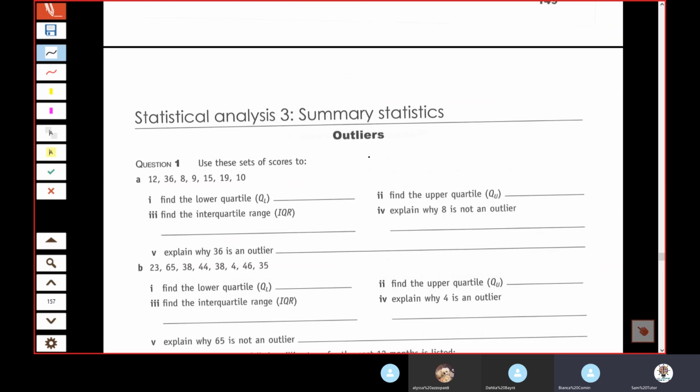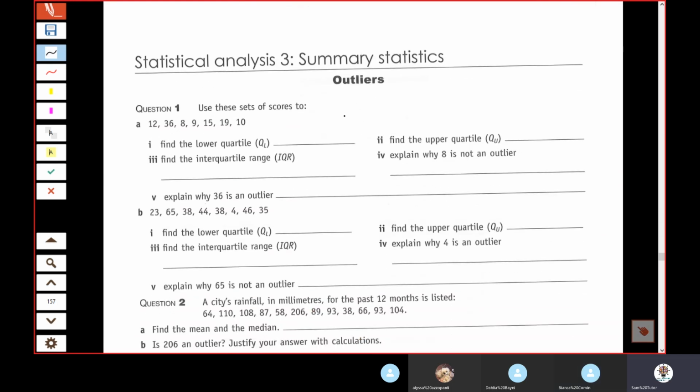Outliers. What do they mean again? It's like there's a bunch of scores and then there's just one number that's really, really large or really, really low. Yeah, pretty much an outsider. Something really, really weird because maybe someone just put it in wrong.